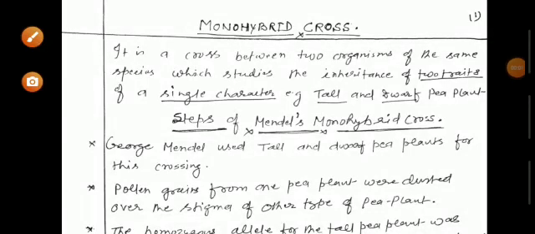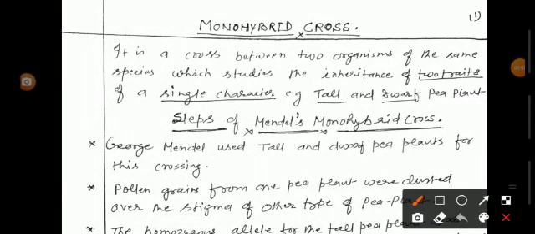Class 10th students, this is a short video clip from the chapter Heredity and Evolution. In this video, you are going to learn about Mendel's monohybrid cross. As you know, Gregor Mendel was the biologist who discovered the inheritance of traits, which is known as heredity. So now, what is a monohybrid cross? It is a cross between two organisms of the same species which studies the inheritance of a single character.